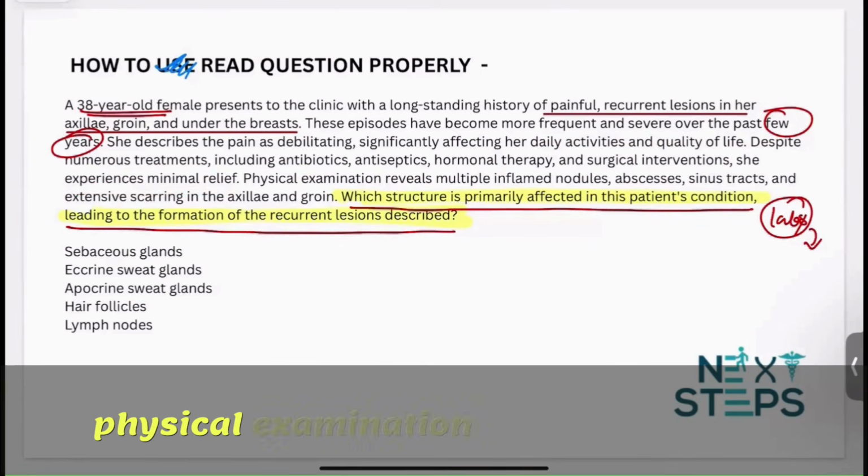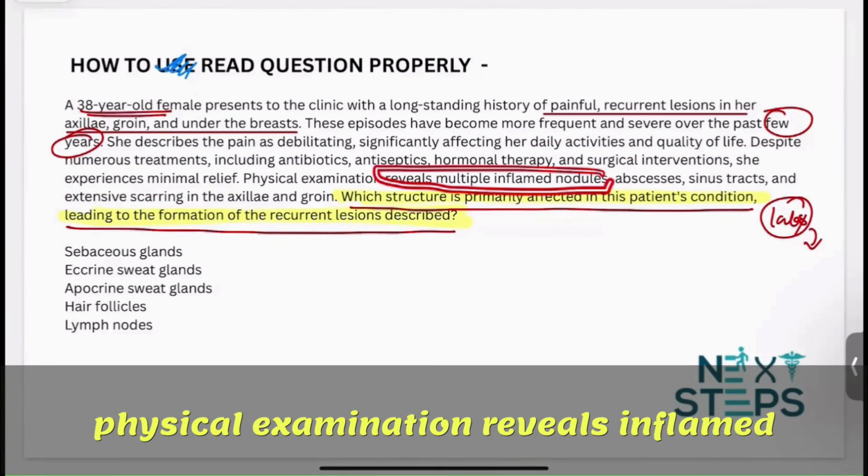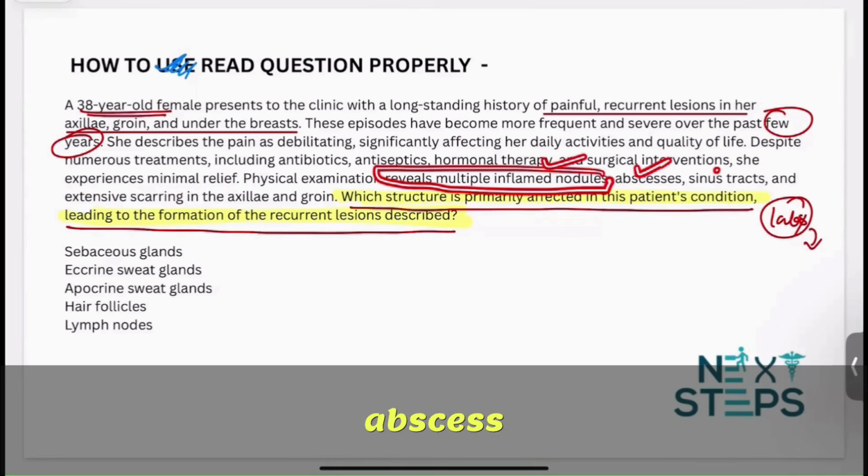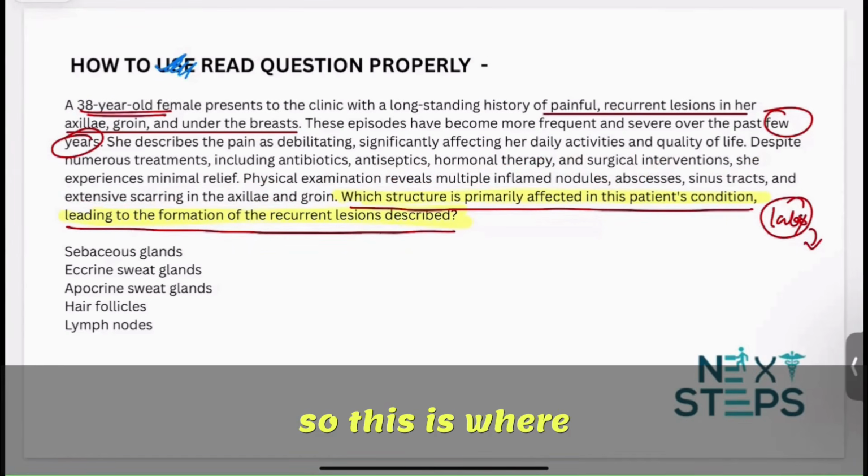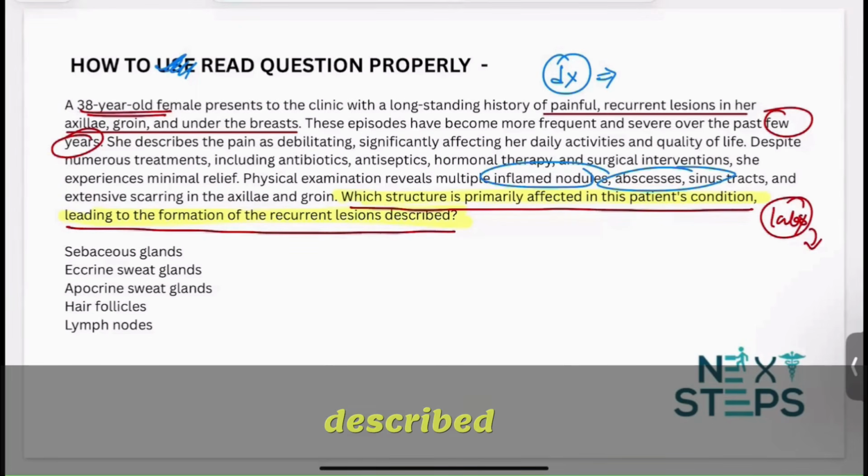Now, physical examination reveals inflamed nodules, abscesses, sinus tracts, and scarring in the axilla and groin. So this is where you should get a diagnosis at least by now. Don't go to the options before getting a diagnosis. Try to think once or twice before getting into the options. What I see is that there are lesions in the axilla, described as abscesses, sinus tracts, nodules, and scarring in the axilla and groin.